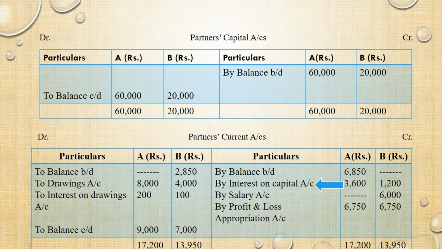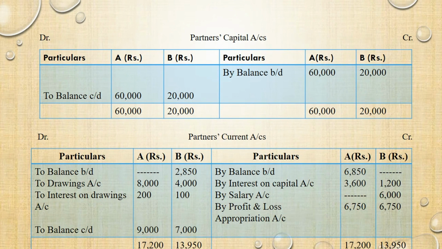Partner is receiving that, so it will come on the credit side, 3,600 for A and 1,200 for B. Next is salary. Only B's salary is there, so only in B's column 6,000 rupees has come. Next is the share in divisible profit, 6,750 for A and 6,750 for B. So these are the items which come on the credit side.